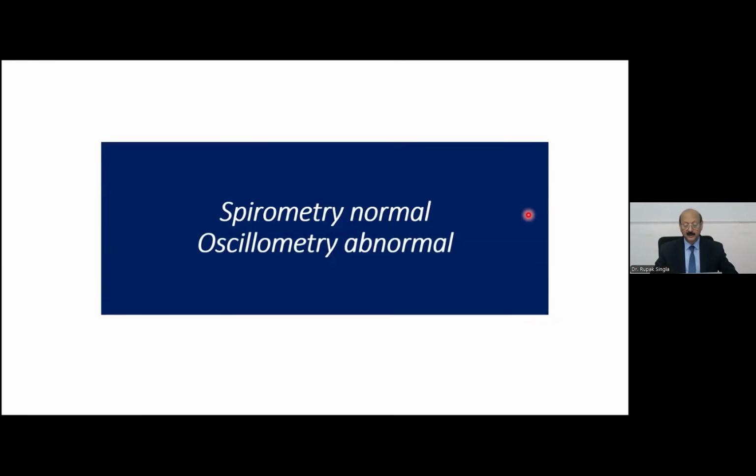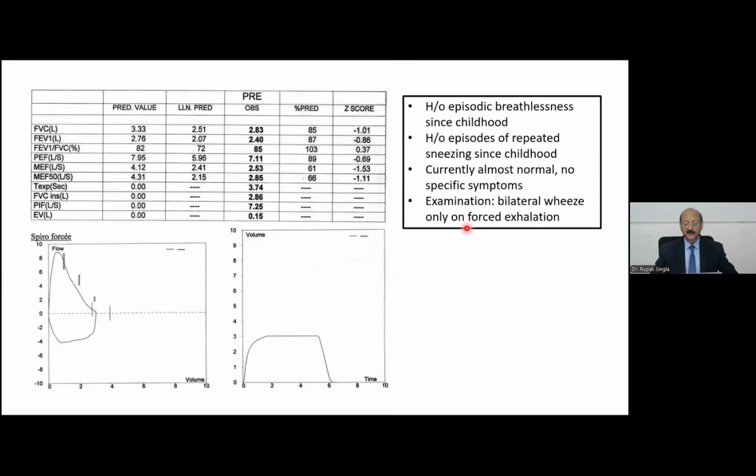So let us see one or two cases where we found spirometry was normal, but the oscillometry was abnormal. These are cases where the patient presented with episodic restlessness since childhood. There was a history of episodes of repeated sneezing since childhood, and currently the patient is almost normal, with no specific symptoms. Examination revealed bilateral wheeze only on forced exhalation.